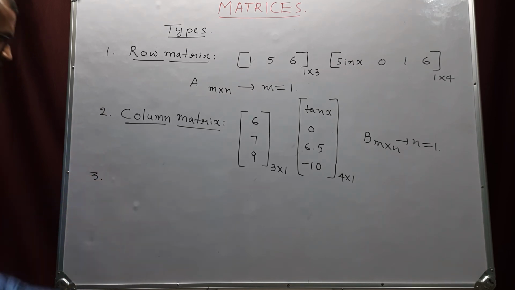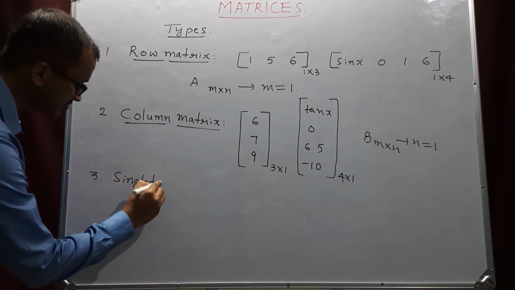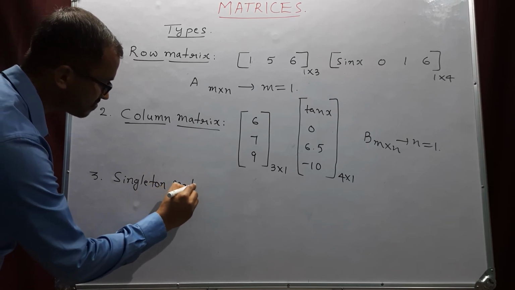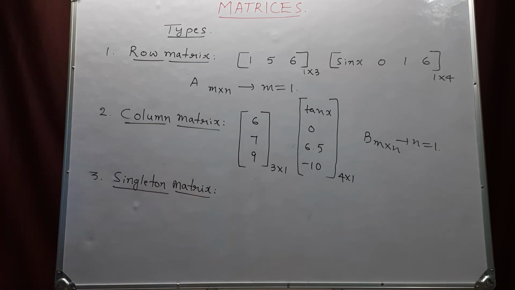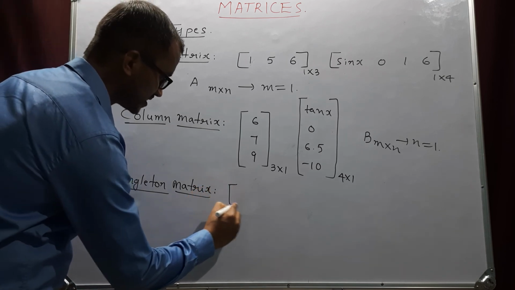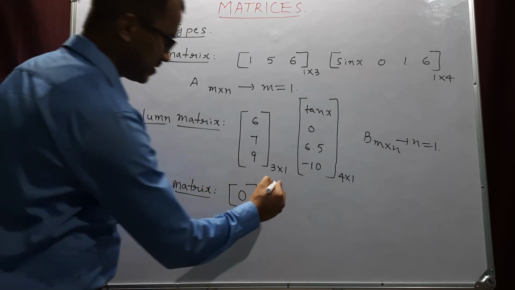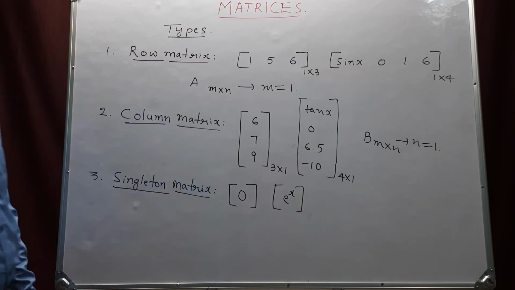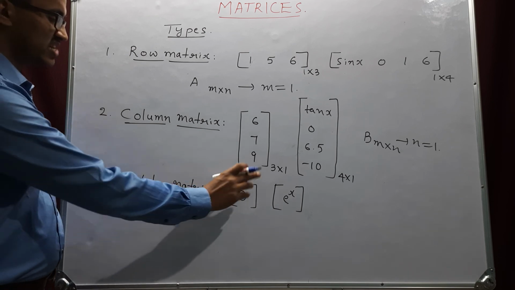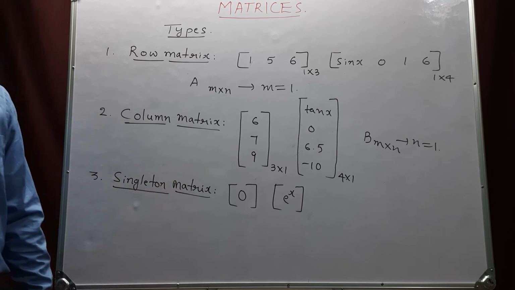The third one is the singleton matrix. Suppose a matrix has only one element. Consider this, a matrix having only one element, 0. Or consider e power x. Here also the matrix has only one element. Whenever the given matrix has only one element, we call it a singleton matrix.